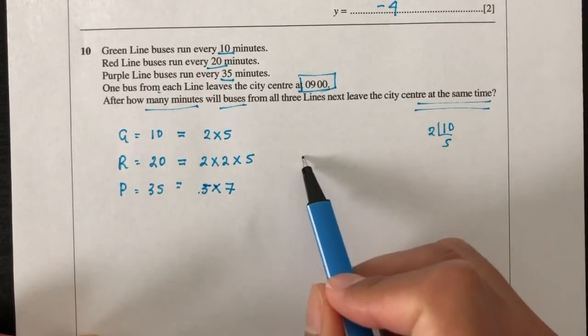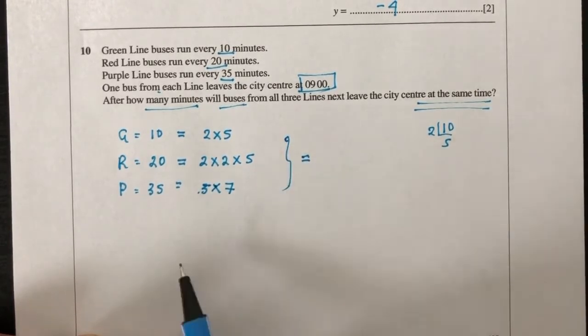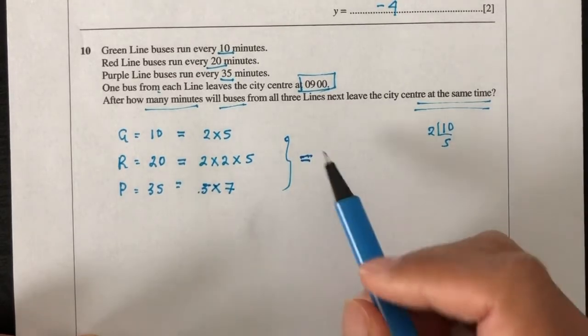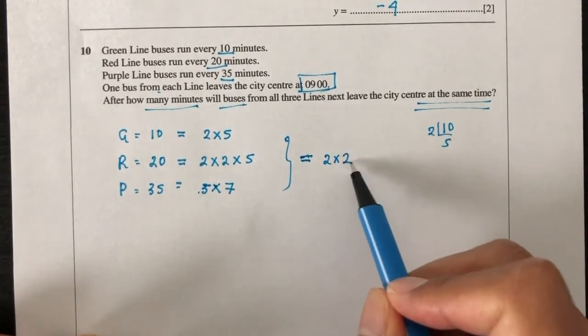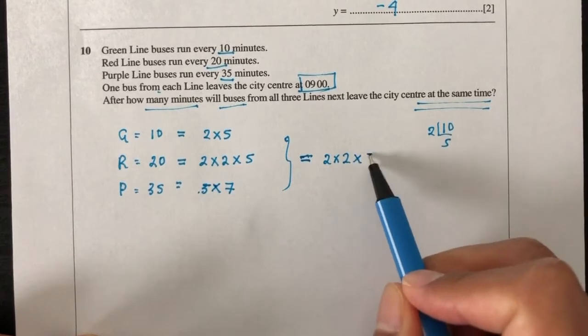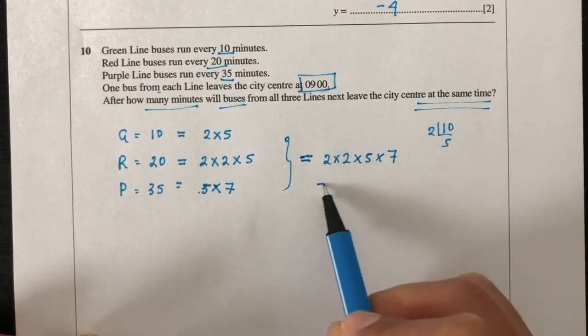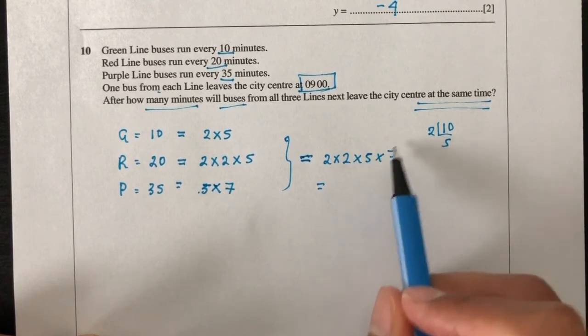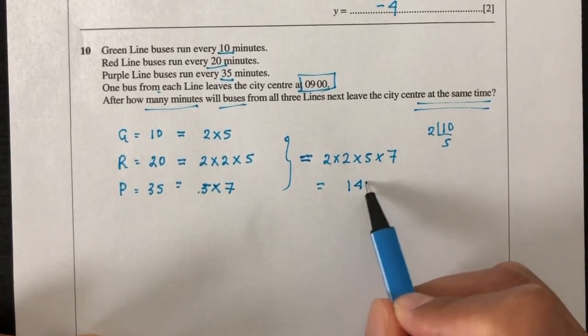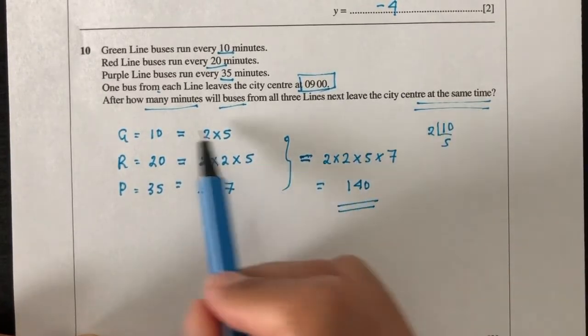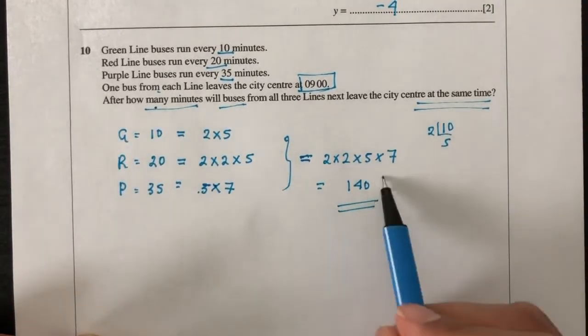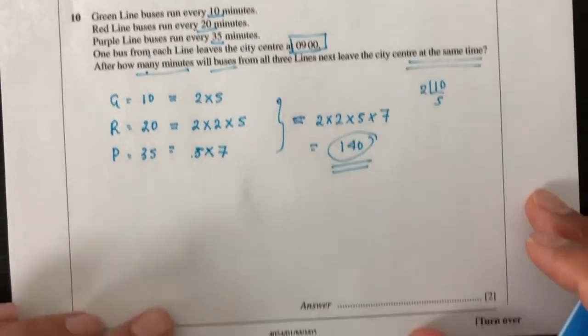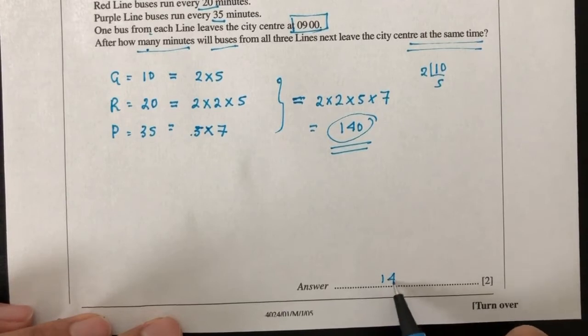So we can find the time when they leave the station together. So what is the LCM? It will be 2 times 2, times 5, times 7. That will be the LCM. So 4 times 5 is 20. 20 times 7, that will be 140. So your answer will be, after how many minutes? After 140 minutes, they will leave the station together. So 140 minutes.